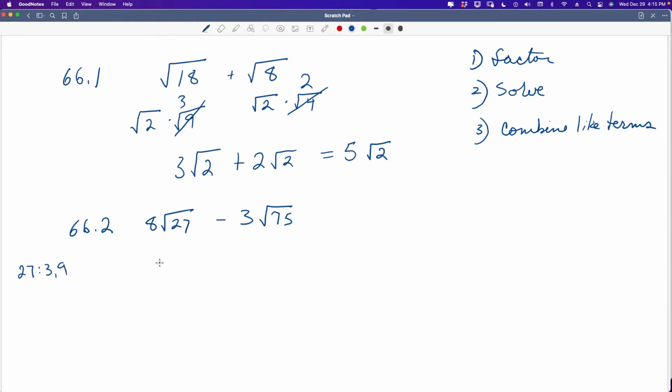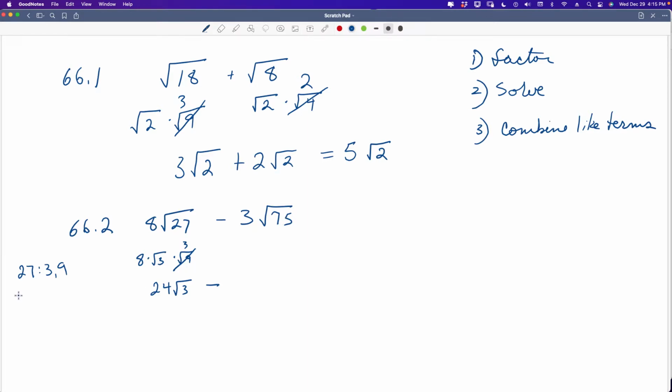So I can say that this is going to be 8 times the square root of 3 times the square root of 9, which is a 3. So 3 times 8 is 24, and I have a square root of 3 left. Bring down my operator.